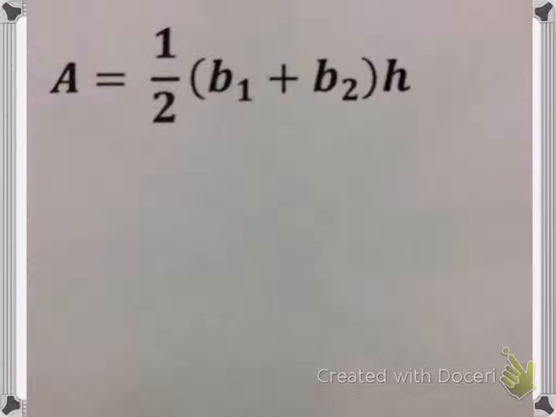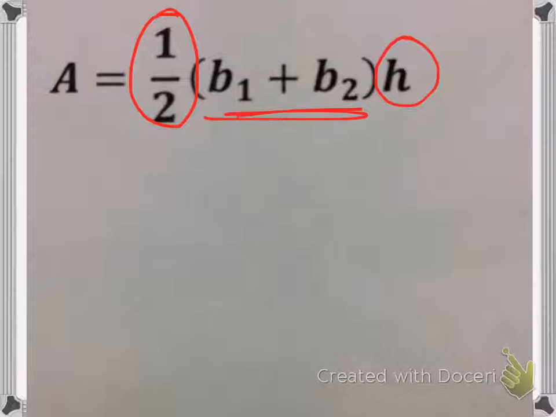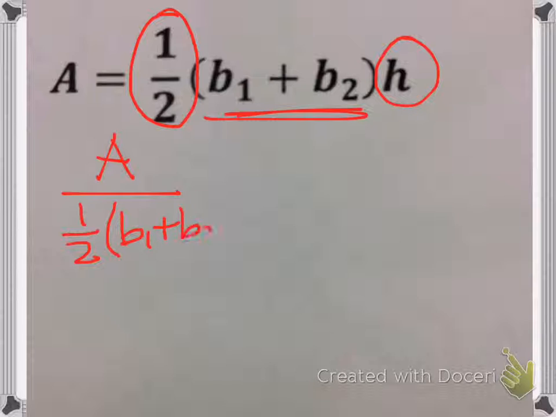This last problem right here, the instructions ask us to solve for h, which means we're getting h by itself on one side of the equation. In order to do that, I need to get rid of all of the stuff that it's attached to. So I need to get rid of the 1/2 and the b1 plus b2. All of that stuff is multiplied together, so I'm going to divide it to the other side. So I'll have this a over here. I'm going to divide it by the 1/2, and I'm going to divide it by b1 plus b2, and then set it equal to h.